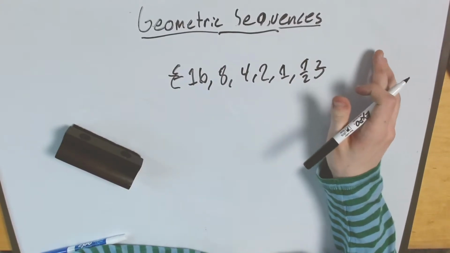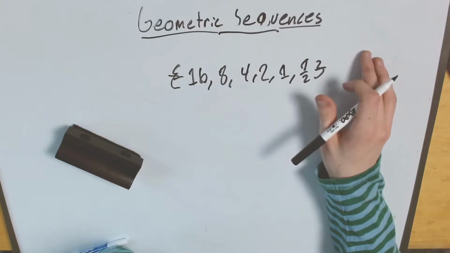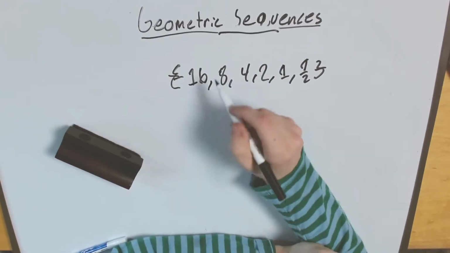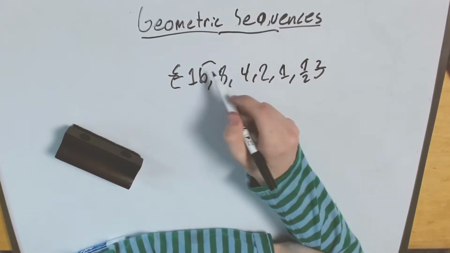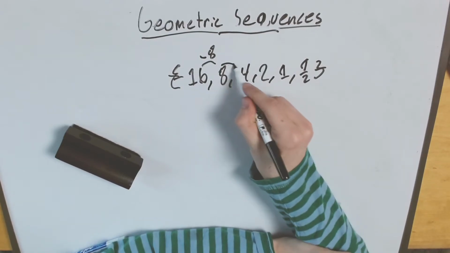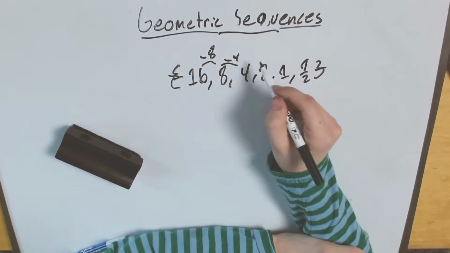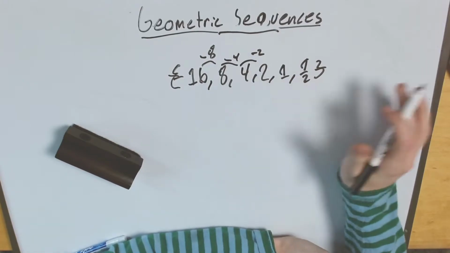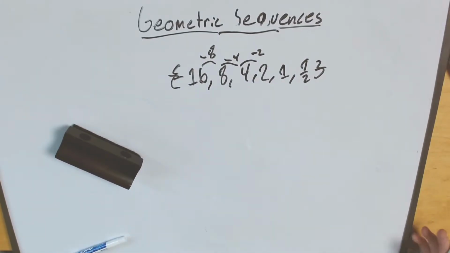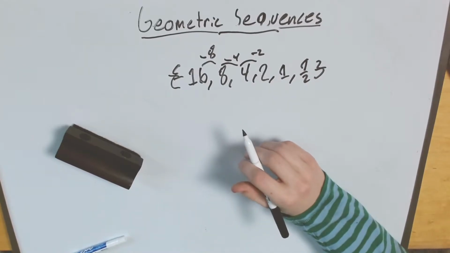And I look at this sequence and I wonder, is this an arithmetic sequence? And I quickly find out, no, it's not. The change from here to here is I'm subtracting 8, then I'm subtracting 4, and then I'm subtracting 2. What I'm subtracting by keeps changing. It's not constant. So I know this can't be an arithmetic sequence.